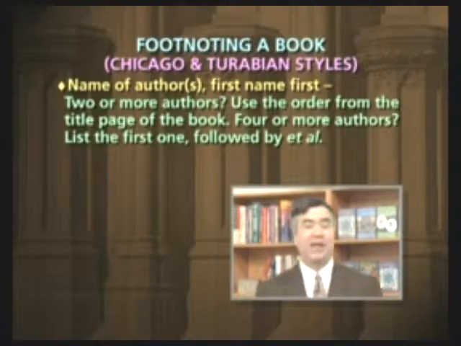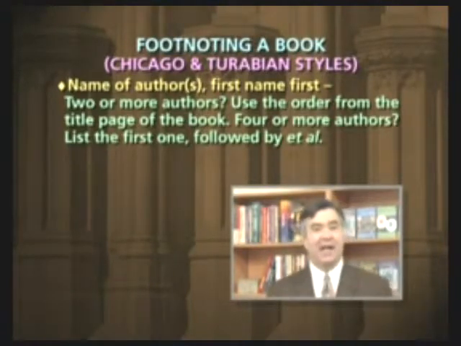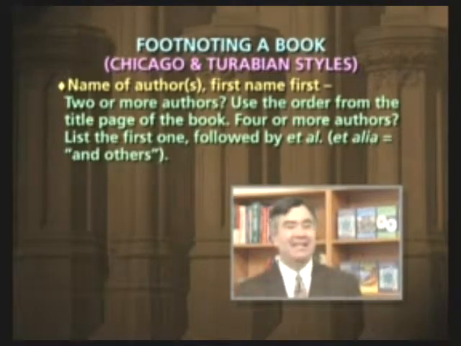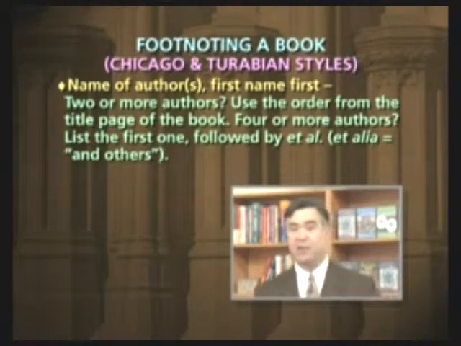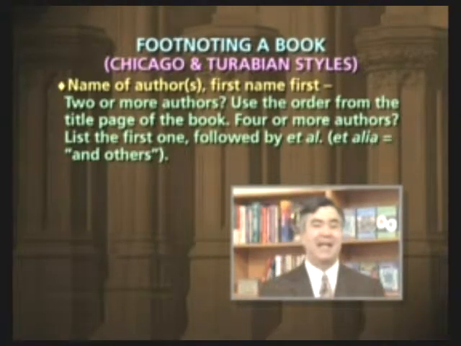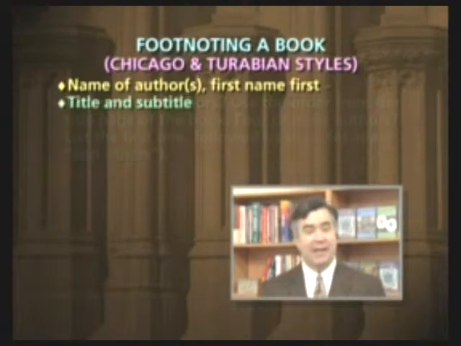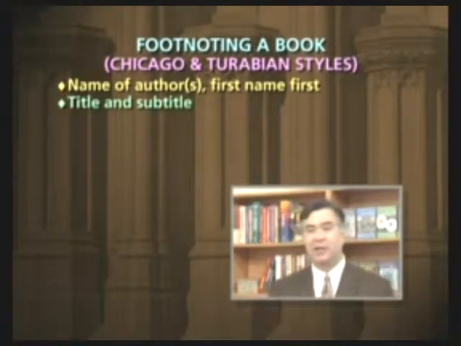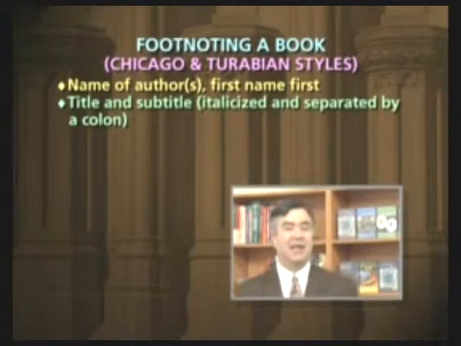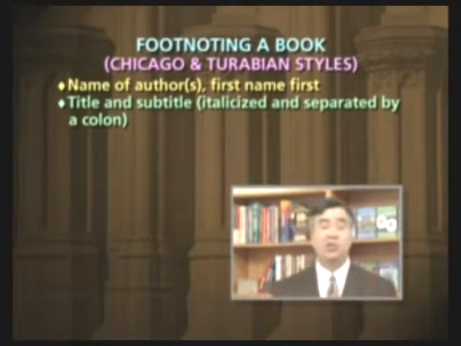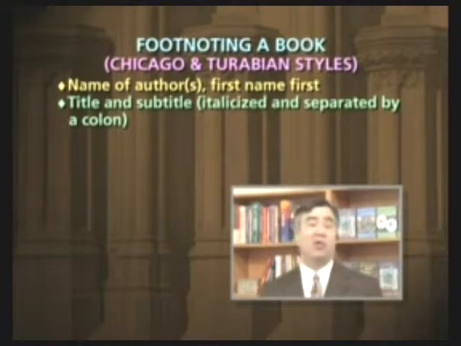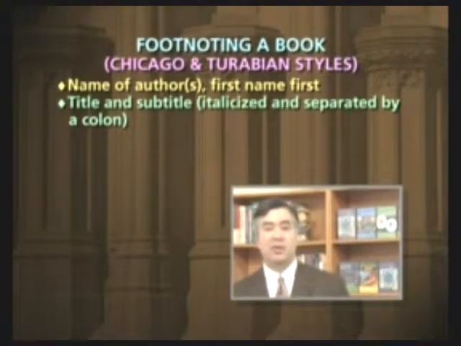followed by the Latin abbreviation et al. Et al stands for et alia, and it means and others. So if you have a book written by 4, 5, 6 people, just list the first person and then say et al. Next, title and subtitle. These should be italicized and separated by a colon, even though no punctuation is used to separate title and subtitle on the title pages of most books.